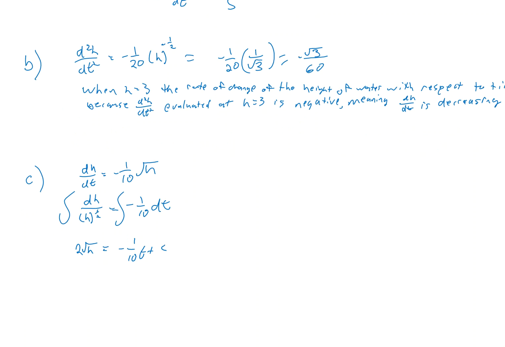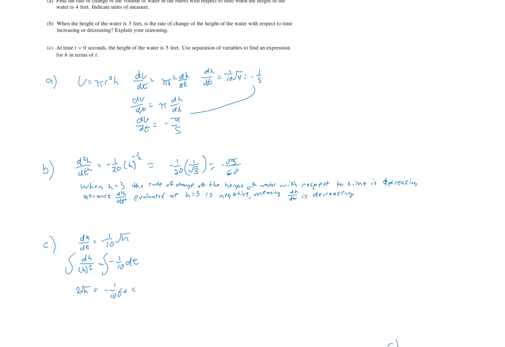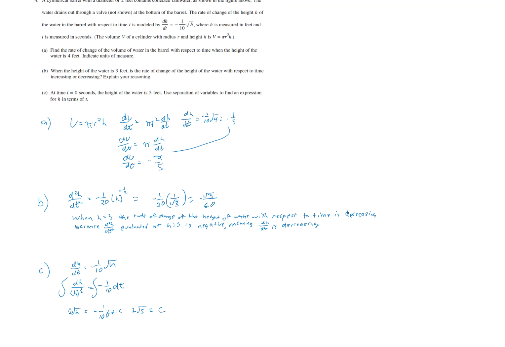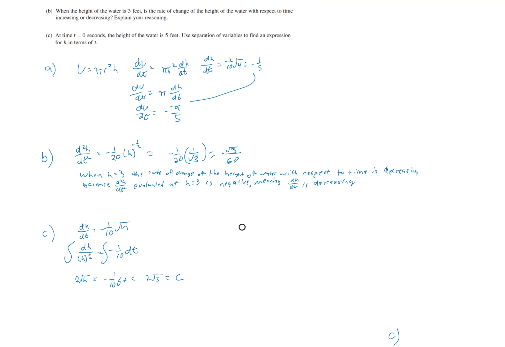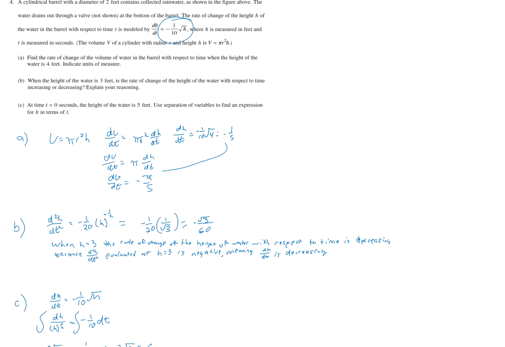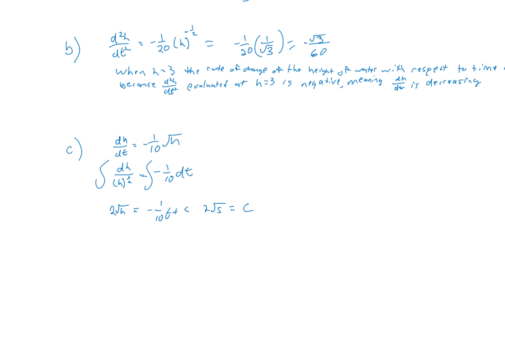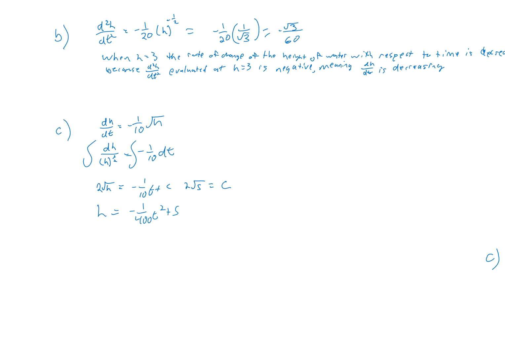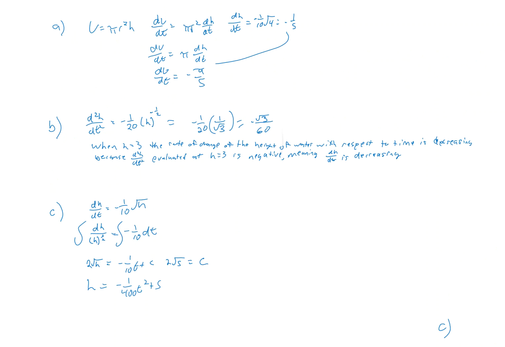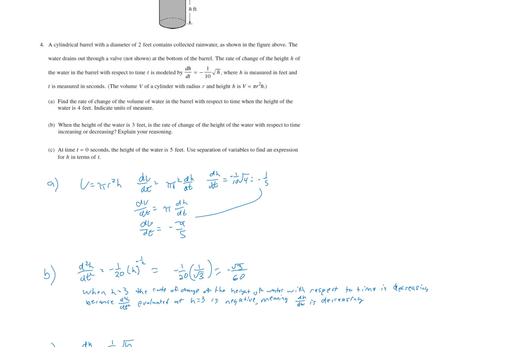It should come out like this, and now plug in the value of h of 5 to solve for c. And c should come out to be 2 root 5. And now all you need to do is plug this back into the original equation, and h should be equal to, like that. And that should do it for this question.